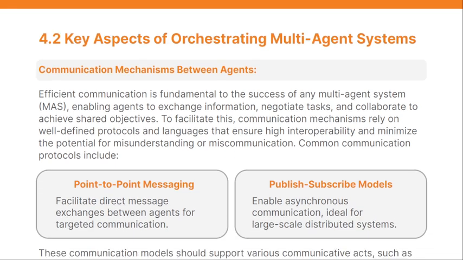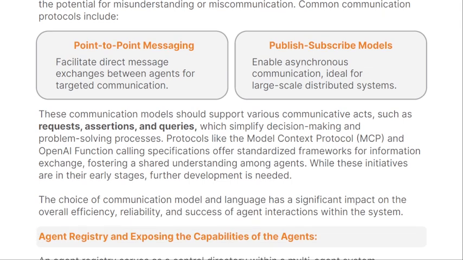A key aspect of orchestrating multi-agent systems is the communication mechanism between agents. Efficient communication is fundamental to the success of any multi-agent system, enabling agents to exchange information, negotiate tasks, and collaborate to achieve shared objectives. To facilitate this, the communication mechanism relies on well-defined protocols and languages that ensure high interoperability and minimize the potential for misunderstanding or miscommunication. Common communication protocols include point-to-point messaging and the publish-subscribe model.